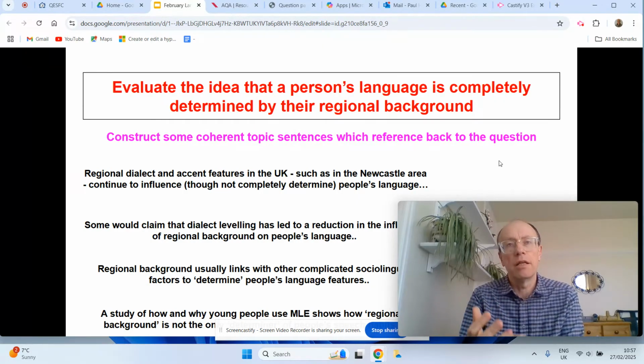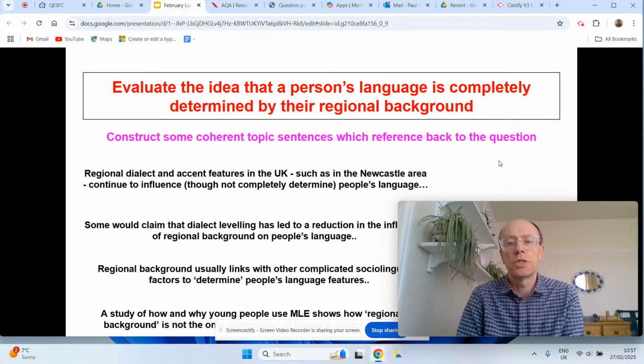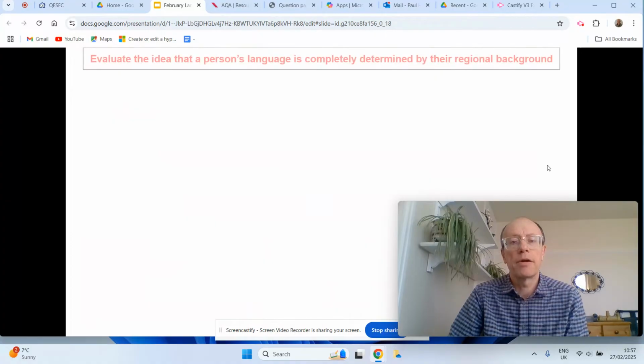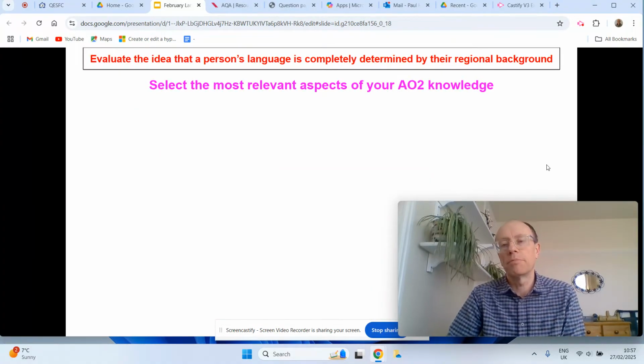And then L, you're going to link back either to the topic sentence or to the overall question itself. So I say to you, PEEL: point, explain, evidence, evaluate and link. That's how you construct a decent paragraph. Evaluate the idea that a person's language is completely determined by their regional background.